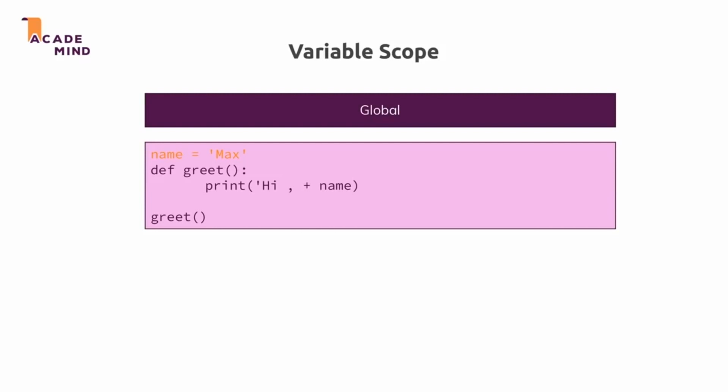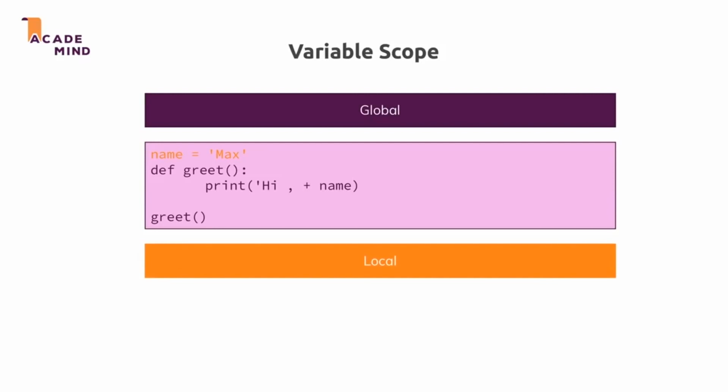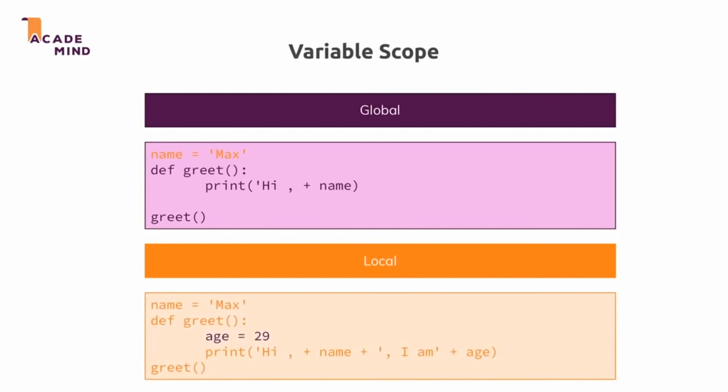A local variable, on the other hand, is a variable only available inside of a function. This would include function arguments or variables which are defined inside a function, like the age variable here. Using this variable outside of that function would actually fail. Let me show this to you.